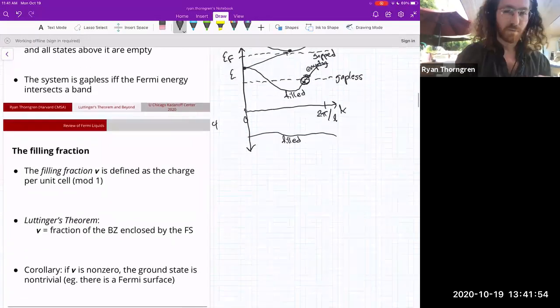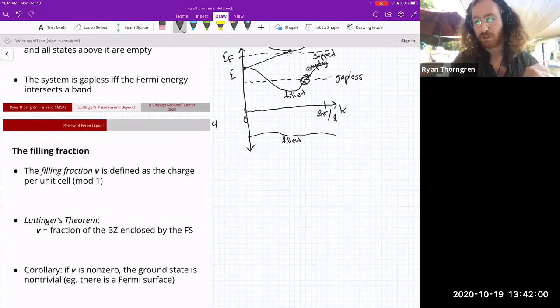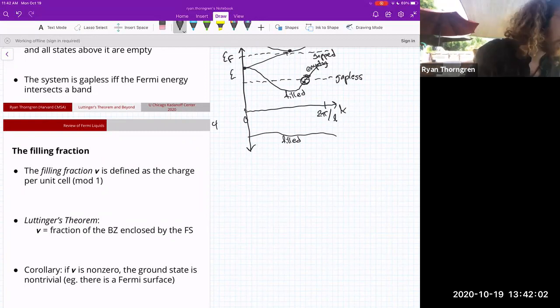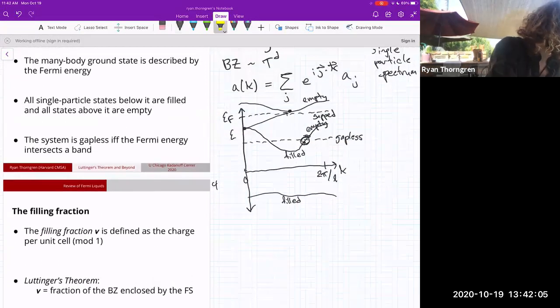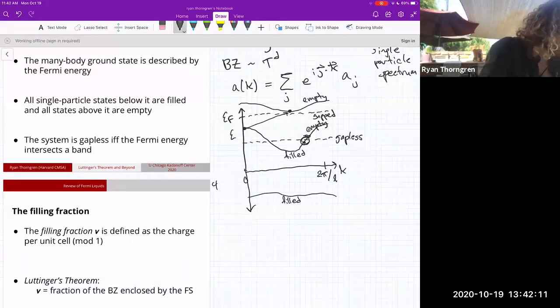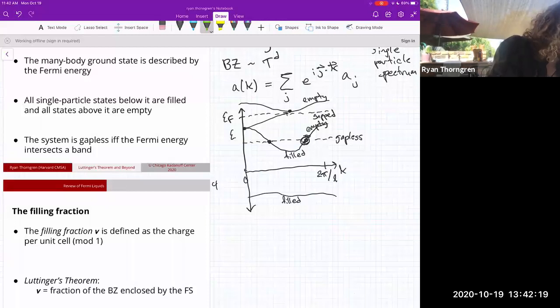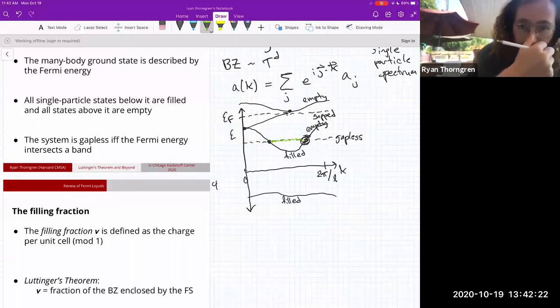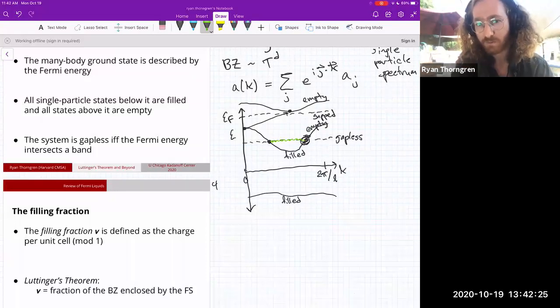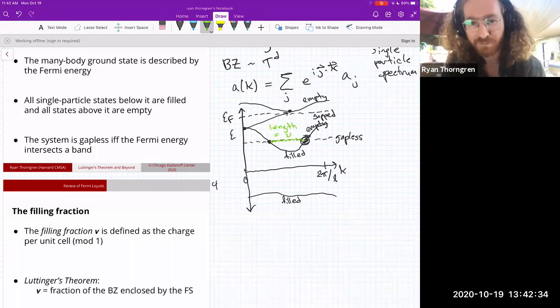So the important result about the filling fraction is that nu equals the fraction of the Brillouin zone enclosed by the Fermi surface. In this picture here, where we have a Fermi level that cuts through a band, we have what's called a Fermi surface, which is defined by where this band intersects the Fermi level. And the volume enclosed by the Fermi surface here is just this length, the difference in momentum between these two points in this one-dimensional picture. So Luttinger's theorem says that this length equals the filling fraction, the charge per unit cell.